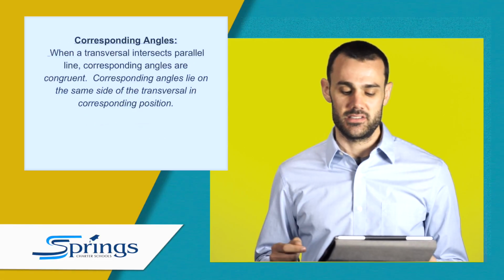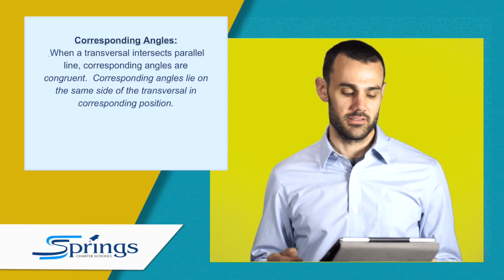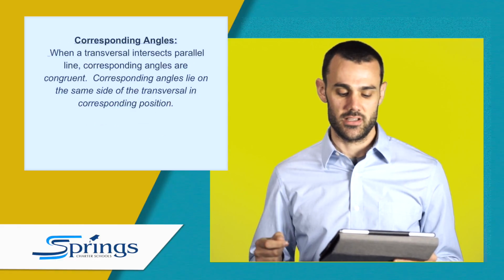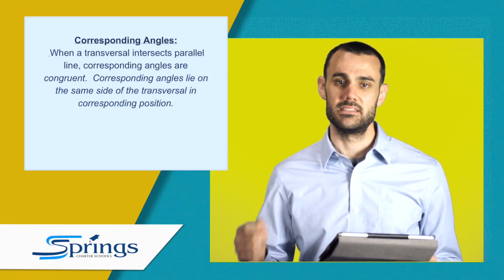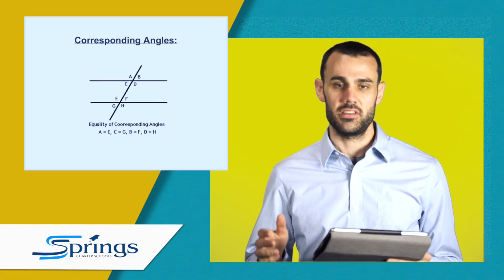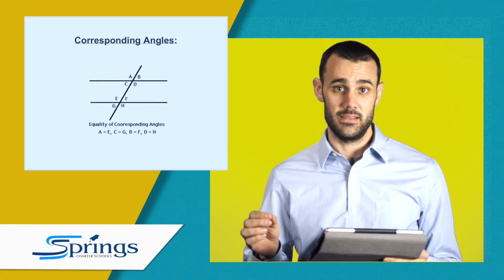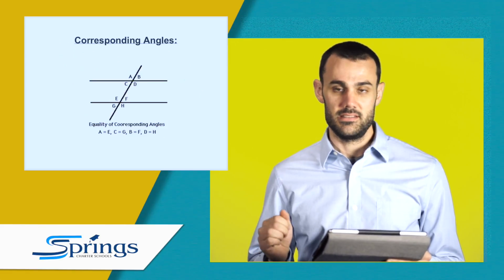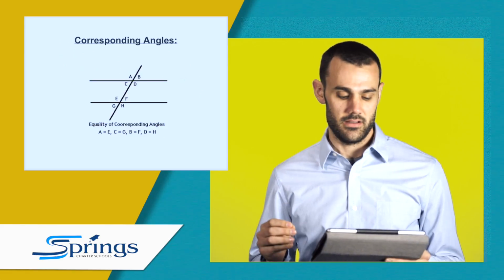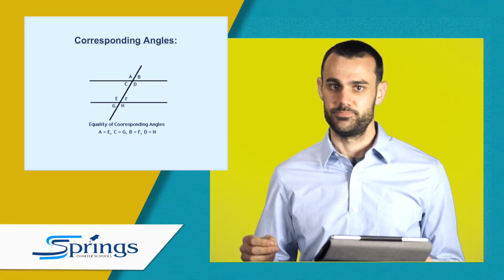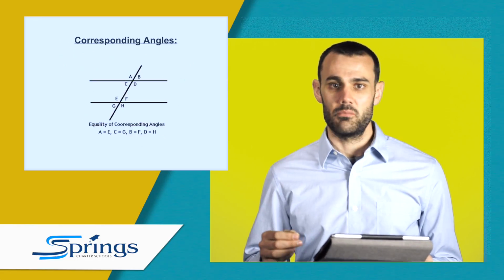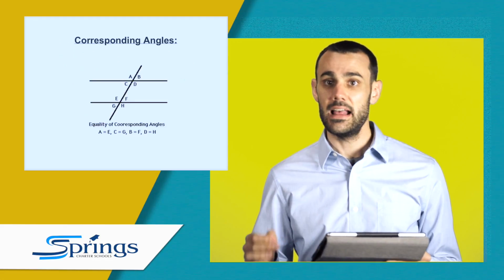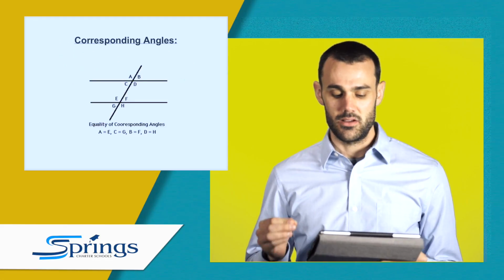Let's look at congruent angles a little bit more. When a transversal intersects parallel lines, corresponding angles are congruent. Corresponding angles lie on the same side of the transversal in a corresponding position. So here we have corresponding angles in more depth. We have angles labeled A, B, C, D on the top, and at the bottom we have angles E, F, G, and H. So let's look at what represents a corresponding angle. We can see that angle A is equal to angle E.